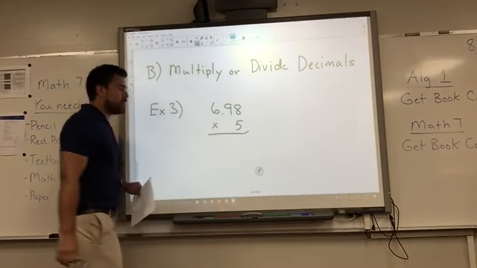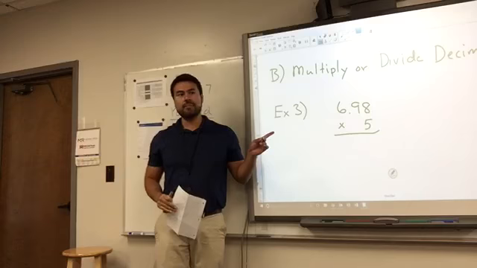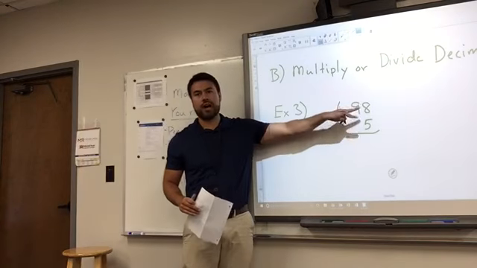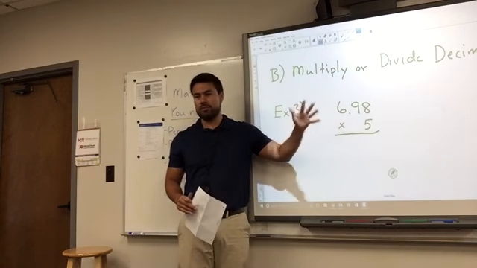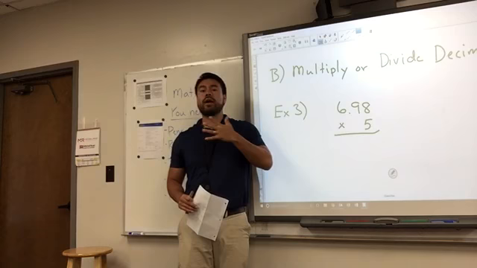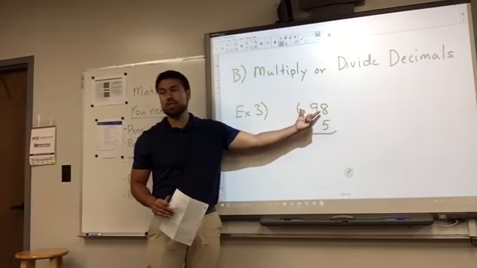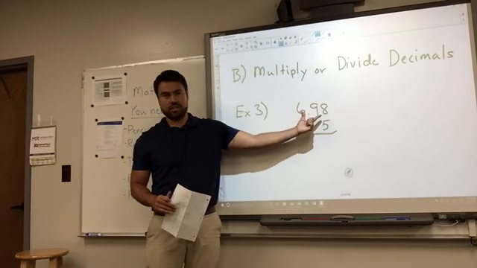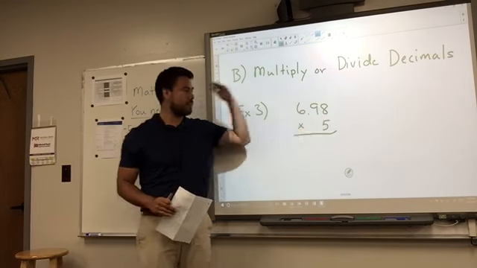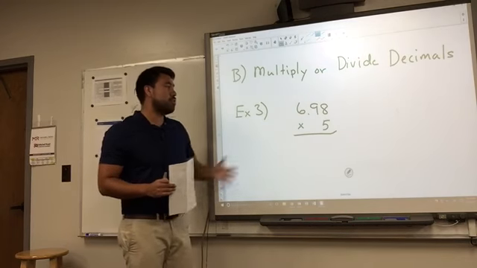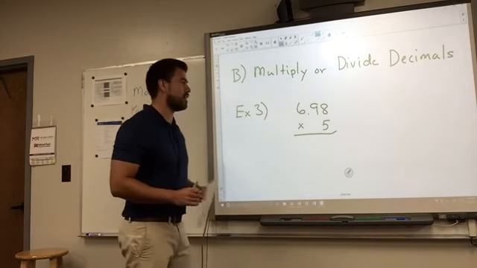The biggest question I get on these kinds of problems is which number should I put up top? Should I put the 5 above or the 6.98 above? I would recommend you put the number with the most non-zero digits. This one has 3 non-zero numbers, so I put that up top. But you could do it the opposite way, it just gets kind of confusing.